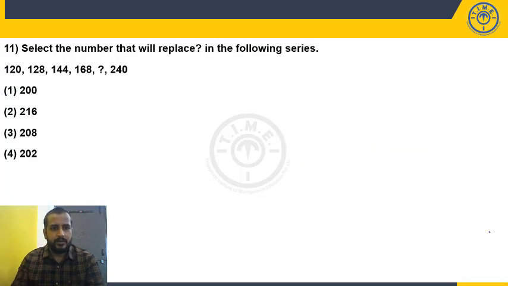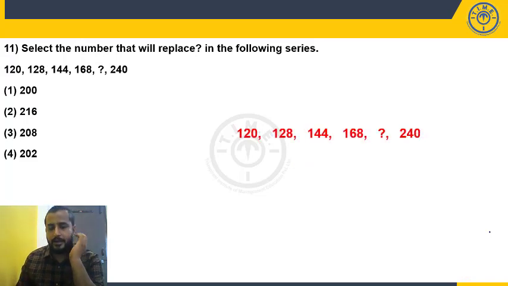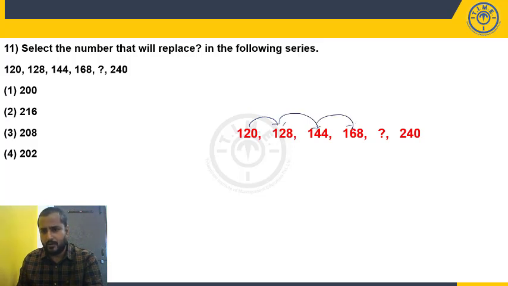Now 120, 128, 144, 168, 240. Increasing rapidly or slowly? Slowly. There is a small jump. Double, triple, 4 times, 5 times would be a big jump. Otherwise it is a small jump. How much is it increasing by? 8, plus 8, plus 16, plus 24.